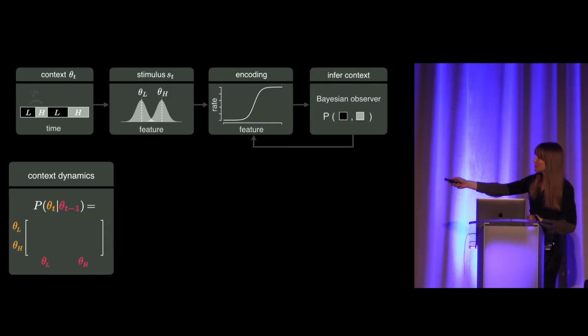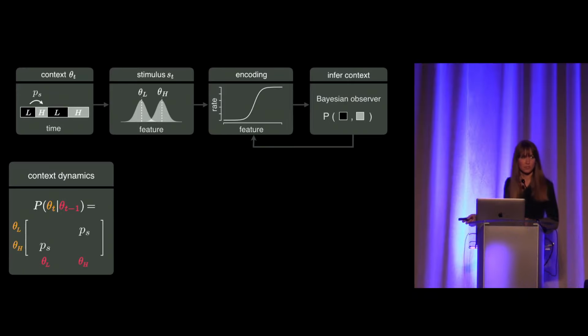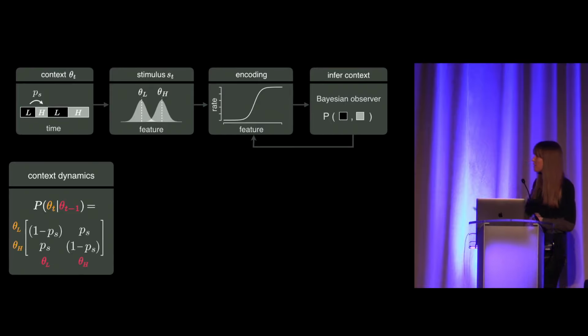So here I'm going to specify that there's a probability P_S, for P switch, for switching between these two different contexts. So that means that the probability of switching from low to high or from high to low is given by this P switch. And the probability of staying within the same context, whether it's high or whether it's low, is 1 minus P switch. Okay, so this specifies the dynamics of our environment, of our context.